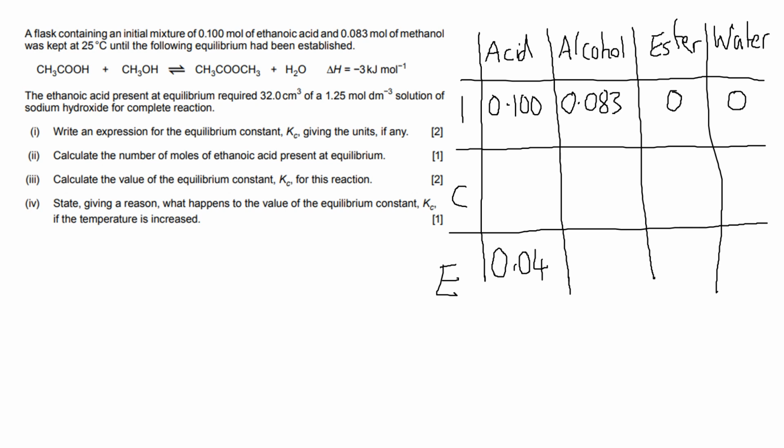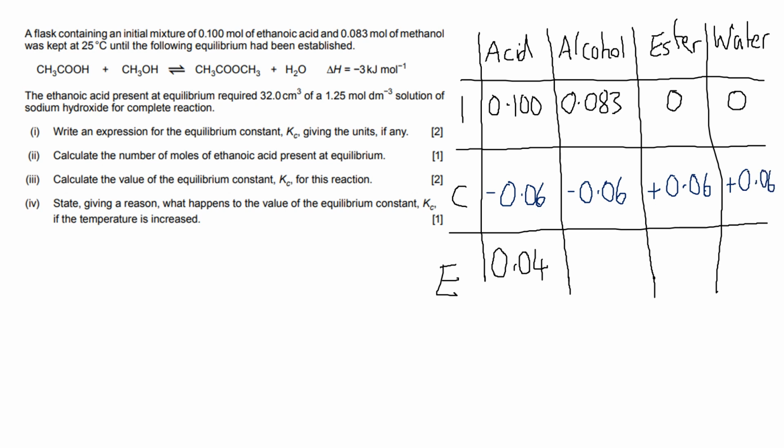So therefore we're in a position now where we can work out everything else. If the acid was 0.1 originally and it ends up at 0.04, the change is 0.06. Let's put this in a different colour. It must have gone down by 0.06 moles. And therefore the alcohol must have gone down by 0.06 moles because they react together in a 1-to-1 ratio. And the ester and the water must have gone up by 0.06 moles because they are products.